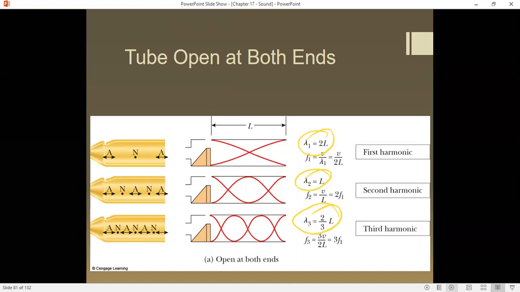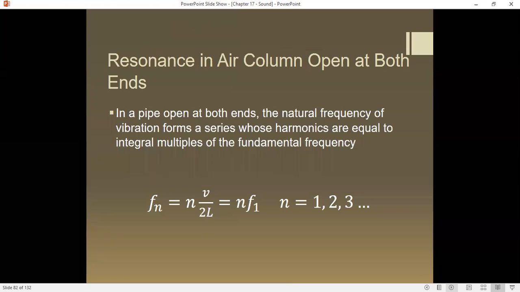And our frequencies go by F1, twice F1, 3 times F1, where F1 is equal to the velocity divided by the wavelength, which is twice the length of the tube for the fundamental. So in an air column open at both ends, here's what our equation looks like. N can now be any integer. It's not odd, it's not even, it's any integer. And again, for the fundamental, we take velocity divided by wavelength. For the fundamental, the wavelength is equal to twice the length.